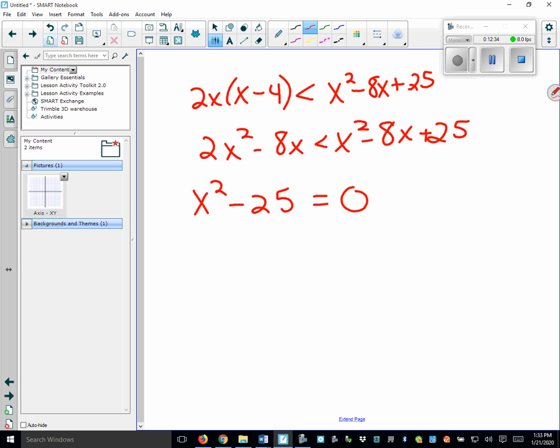What are my numbers? 5, negative 5. Negative infinity to negative 5. Does it get a parenthesis or a bracket? Negative 5 to 5. 5 to infinity. Did you get numbers that time? Yeah, I did.